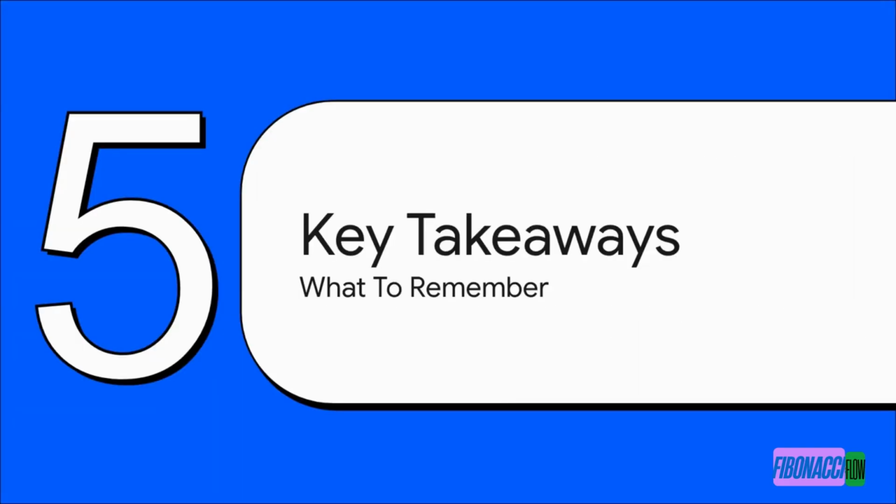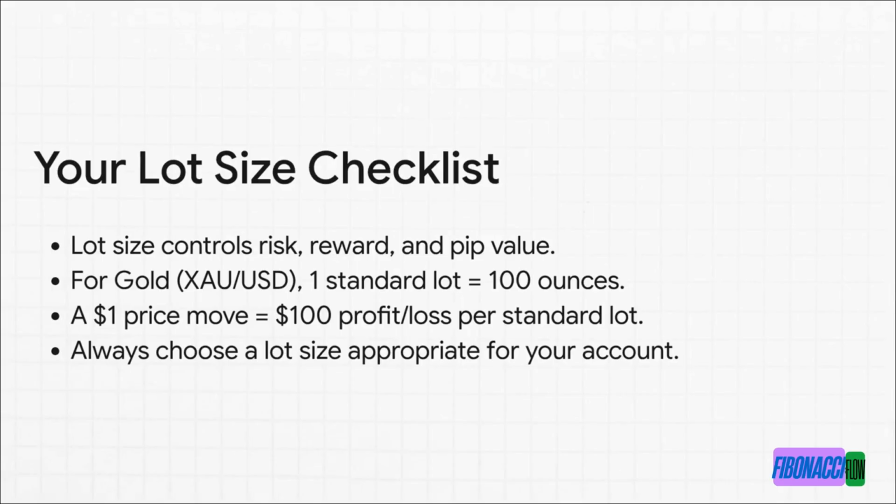All right, that was a lot to take in. Let's boil it all down to the absolute key takeaways you need to remember. Number 1, lot size is your command center. It controls your risk, your reward, and how much each pip is worth. Number 2, for gold, just remember 1 standard lot equals 100 ounces. Easy. 3, a great mental shortcut, a $1 move in gold's price means a $100 swing in your account per standard lot.